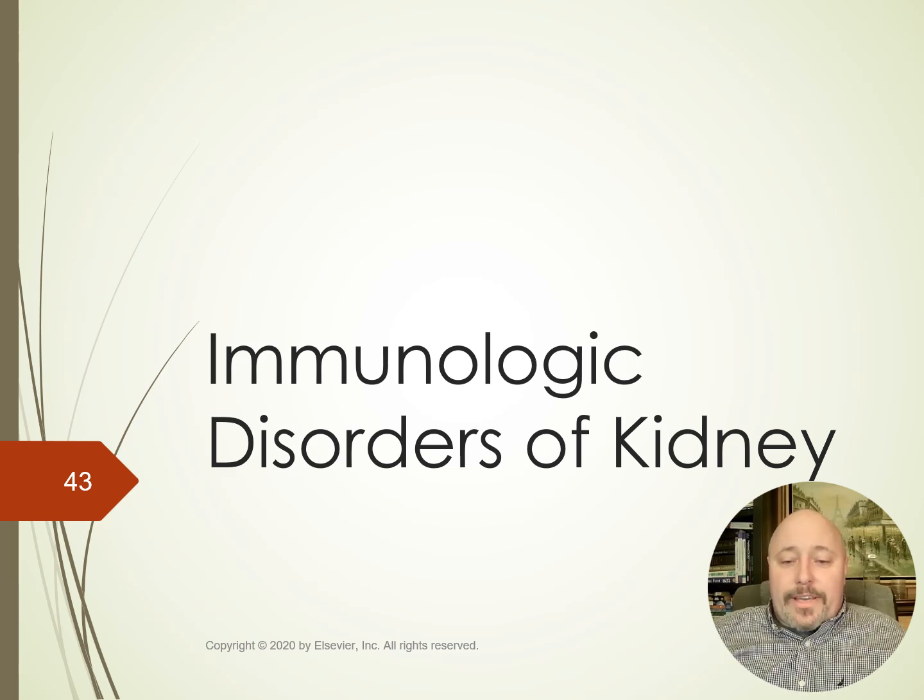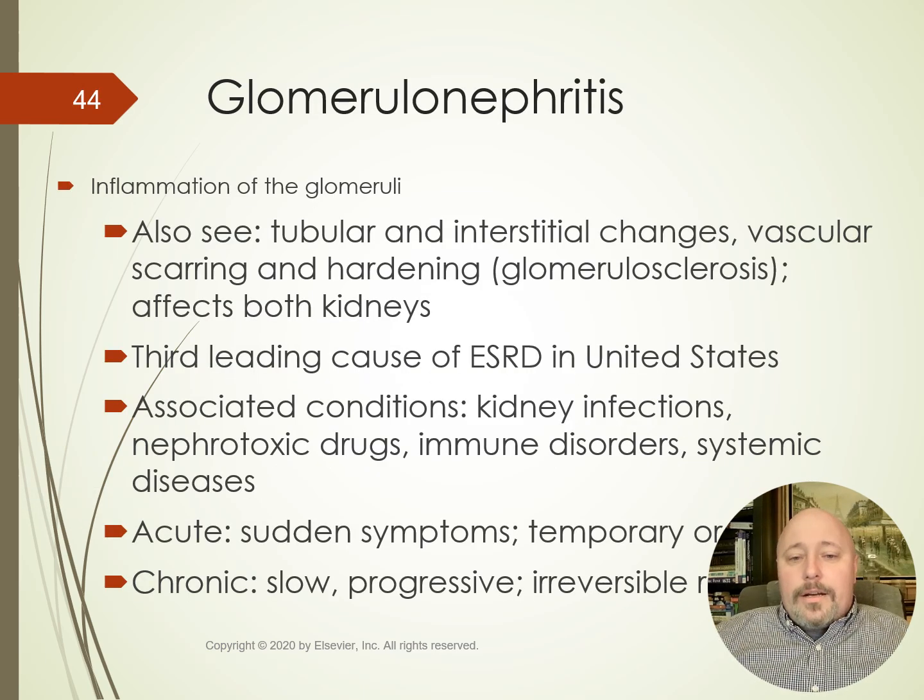Immunologic disorders of the kidney. Glomerulonephritis, or inflammation of the glomeruli. It could also be related to tubular and interstitial changes, vascular scarring, and hardening that affects both kidneys. It's the third leading cause of end-stage renal disease in the United States, and is often associated with conditions like kidney infections, nephrotoxic drugs, immune disorders, or systemic diseases.